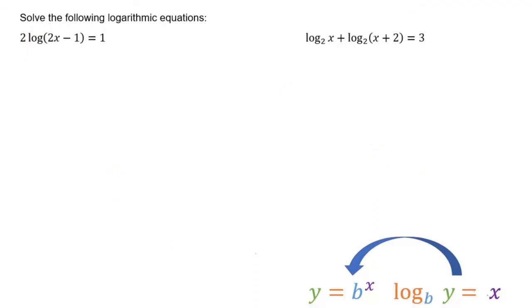Let's try some additional questions. There will always be several ways that you can approach a logarithmic problem. There are two ways I can imagine starting this first one. 2 times the logarithm of 2x minus 1 equals 1.